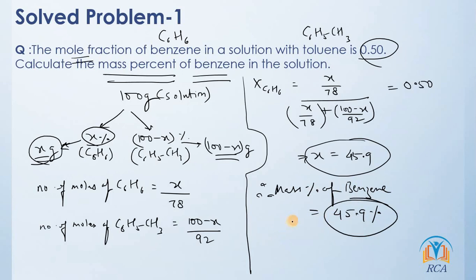If someone is going to ask you what is the mass percentage of toluene as well, how do we calculate that? We can actually just subtract 45.9 from 100, because that is the total percentage, and that is how we'll get the mass percentage of toluene as well. Do we all understand that thing? The question was asking us the mass percentage in context with the mole fraction of the solution. So very important question again.